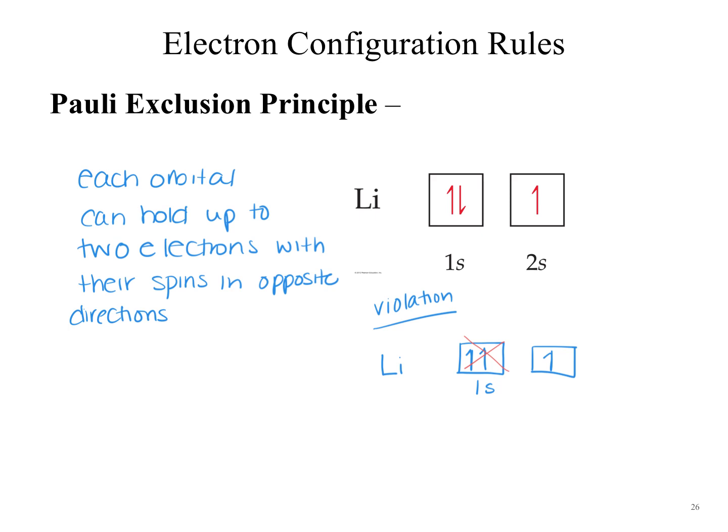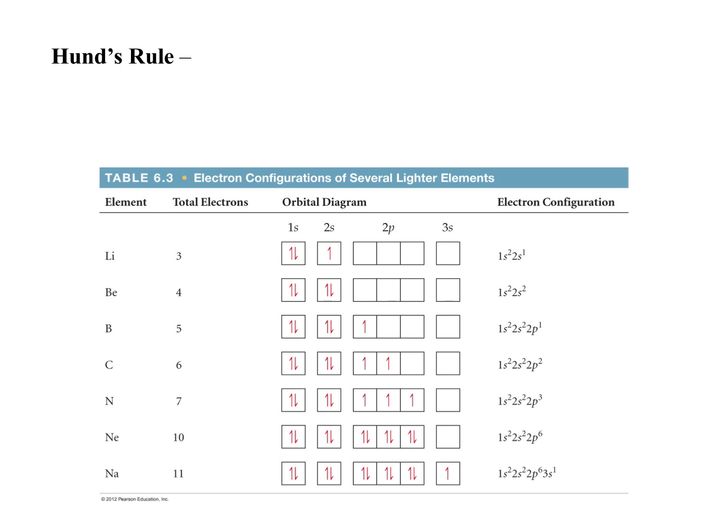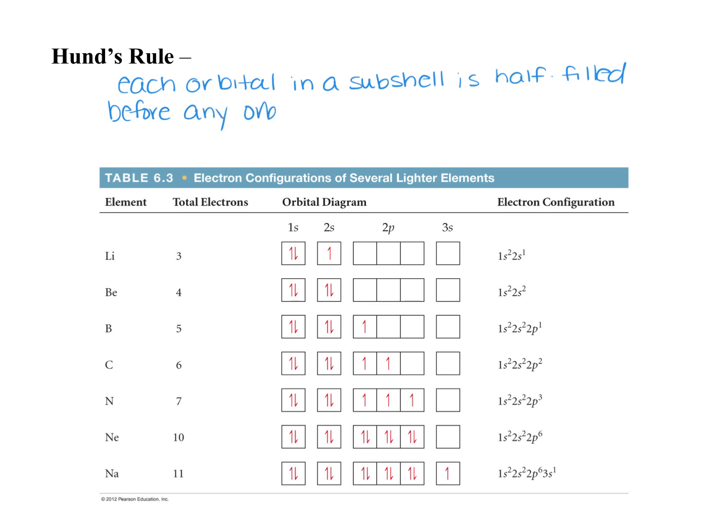The next rule is Hund's rule. That says that each orbital in a subshell at a certain energy level is half filled with 1 electron before any orbital is completely filled.